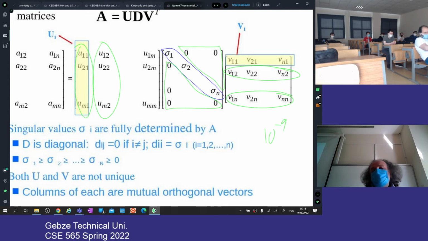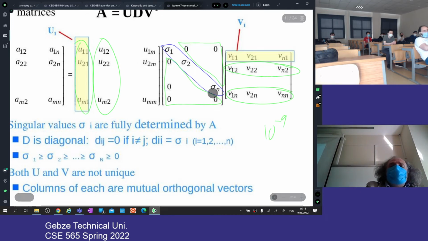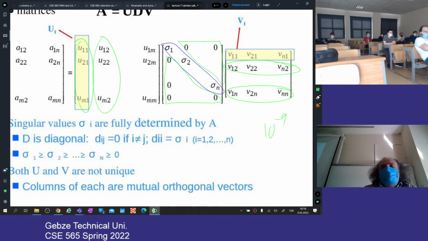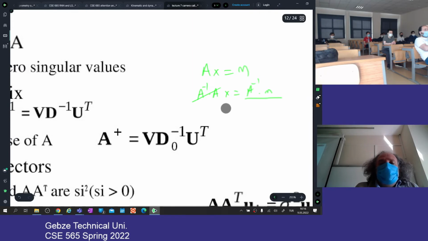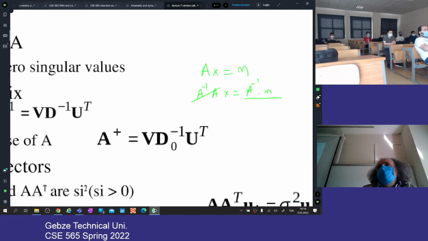So this shouldn't happen. But in the computer world, if you are using doubles, this sigma n could be a very, very small number, maybe 10 to the minus 9. Should I accept this as 0 or not 0? What do you say? Well, if I take this as non-zero, and if I solve this equation by taking the inverse of it, you might be hurting something, because you are working very, very close to the arithmetic precision of your floating numbers, right? That's not a good thing.